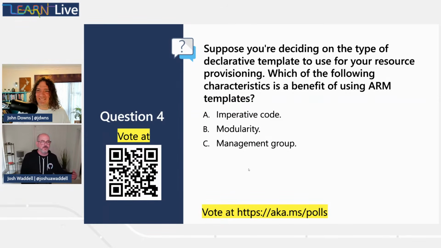So question number 4, suppose you're deciding on the type of declarative template to use for your resource provisioning. Which of the following characteristics is a benefit of using ARM templates? Imperative code, modularity, or management groups? All right. Those sound like 3 entirely different things altogether there. Yeah. Let's see what we get.